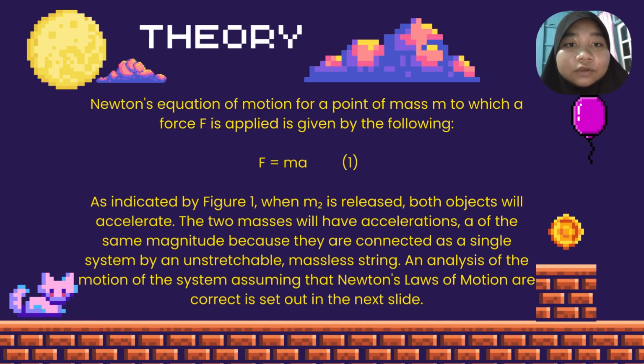As indicated by figure 1, when m2 is released, both objects will accelerate. The two masses will have acceleration a of the same magnitude because they are connected as a single system by an unstretchable, massless string. An analysis of the motion of the system, assuming that Newton's laws of motion are correct, is set out in the next slide.